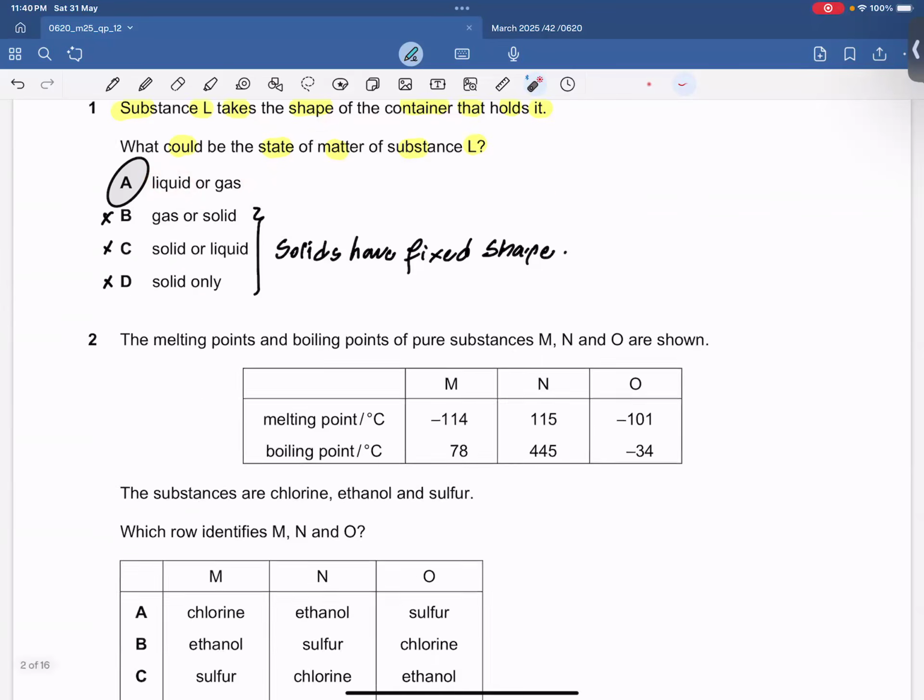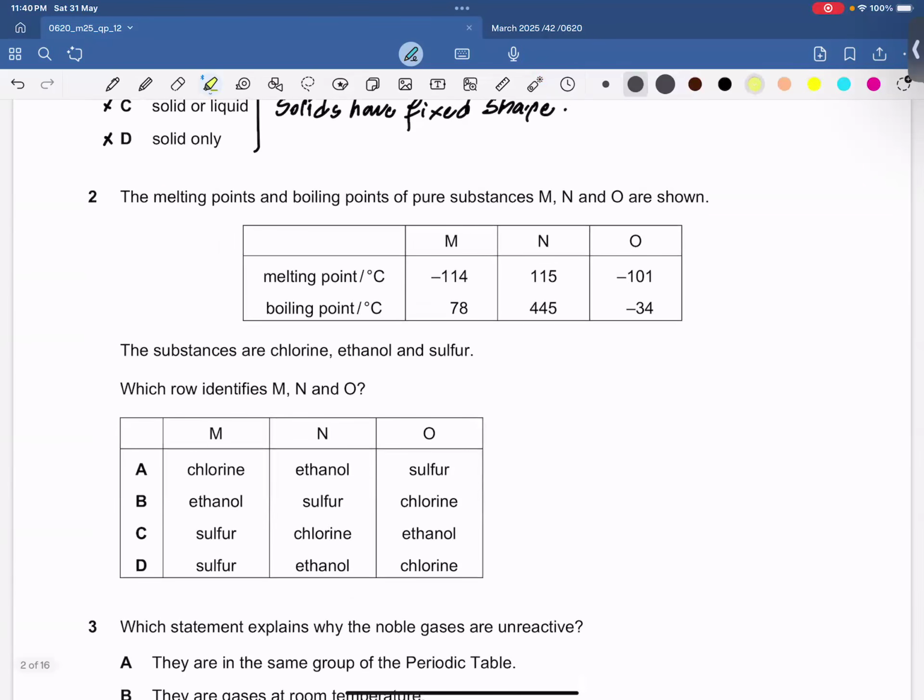All right. Question number 2. The melting point and boiling point of pure substances M, N, and O are shown. By the way, remember that these are pure substances, and pure substances boil and melt at a fixed temperature and pressure. They boil at a fixed temperature and pressure, and freeze at a fixed temperature and pressure. So the examiner is looking for the substances that are chlorine, ethanol, and sulfur. Which row identifies M, N, and O?